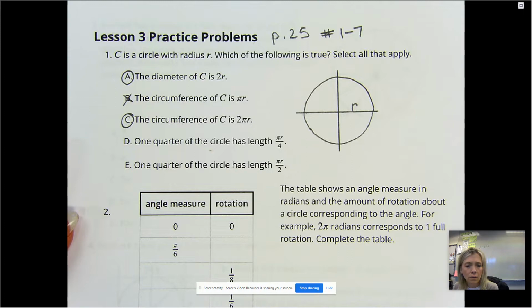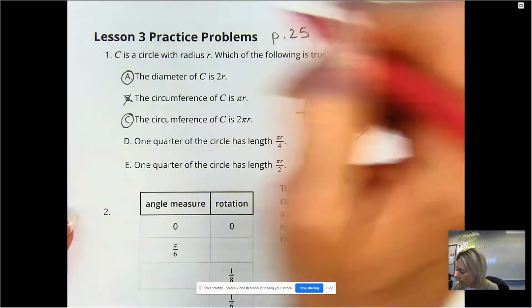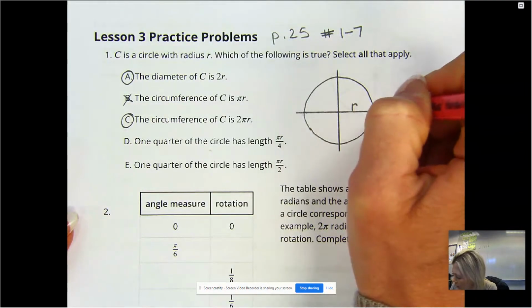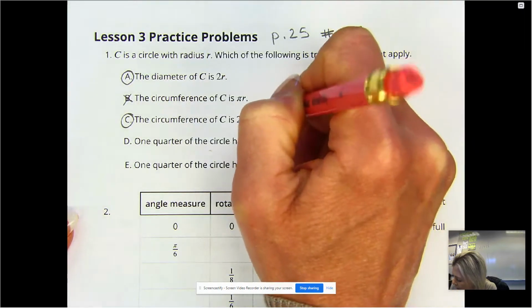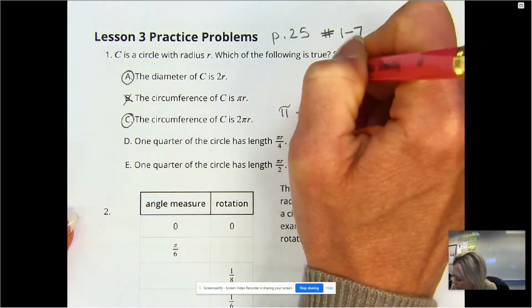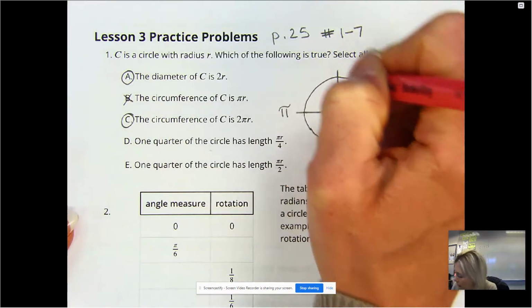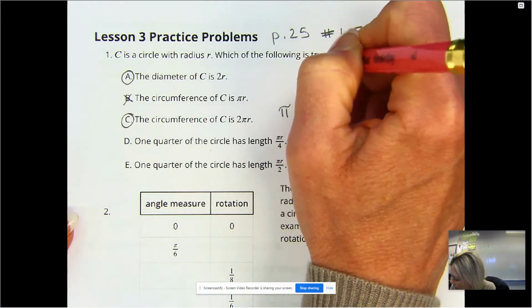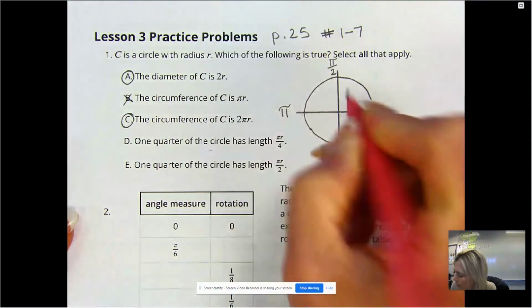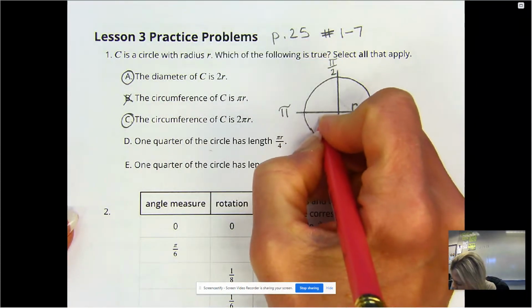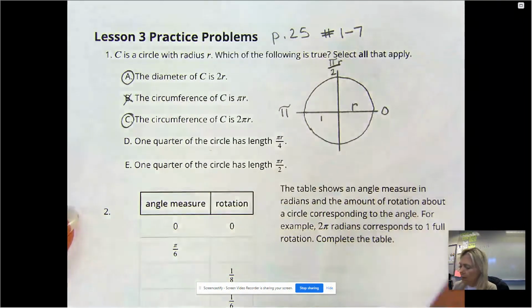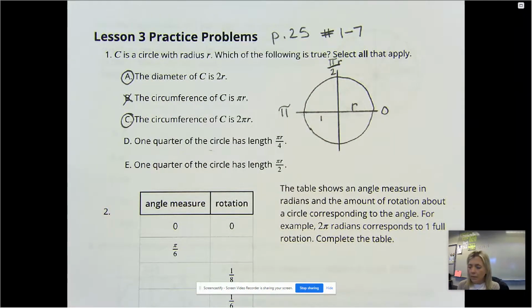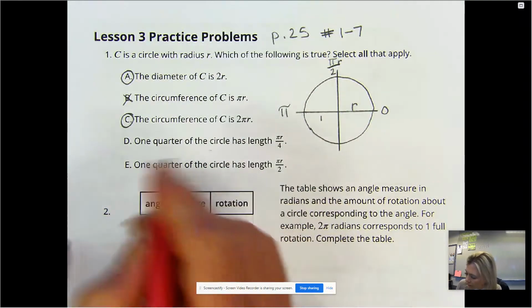1/4 of the circle has length pi times the radius divided by 4. But we've been working on this a little bit, and we know that if we start here at 0 and we say this is pi, 1/4 of the circle is up here. It's halfway from 0 to pi. So it's pi over 2. That's when the radius is 1. So whatever the radius is, that's going to be the length of that. So D is not true, but E is.